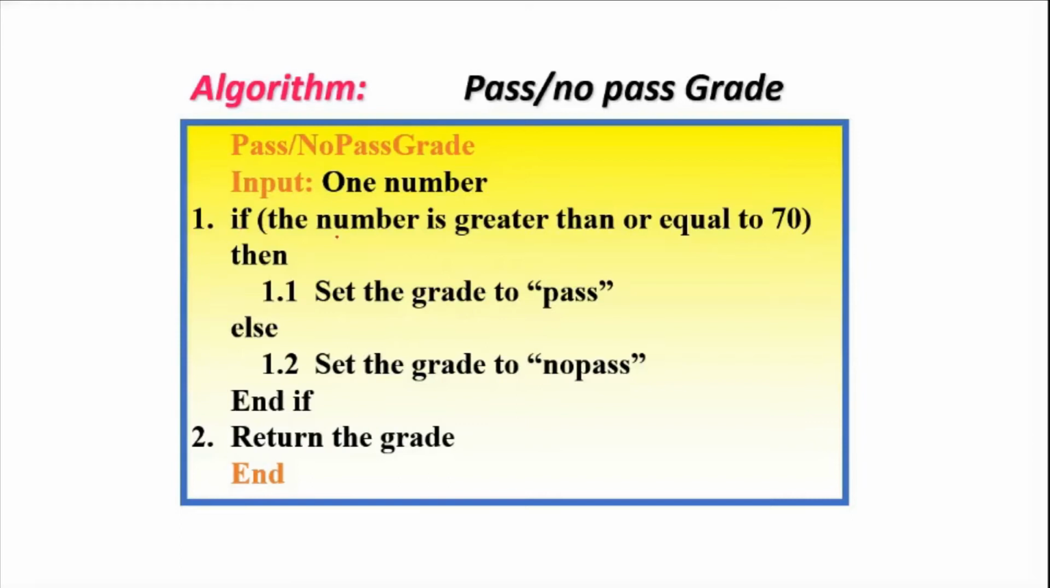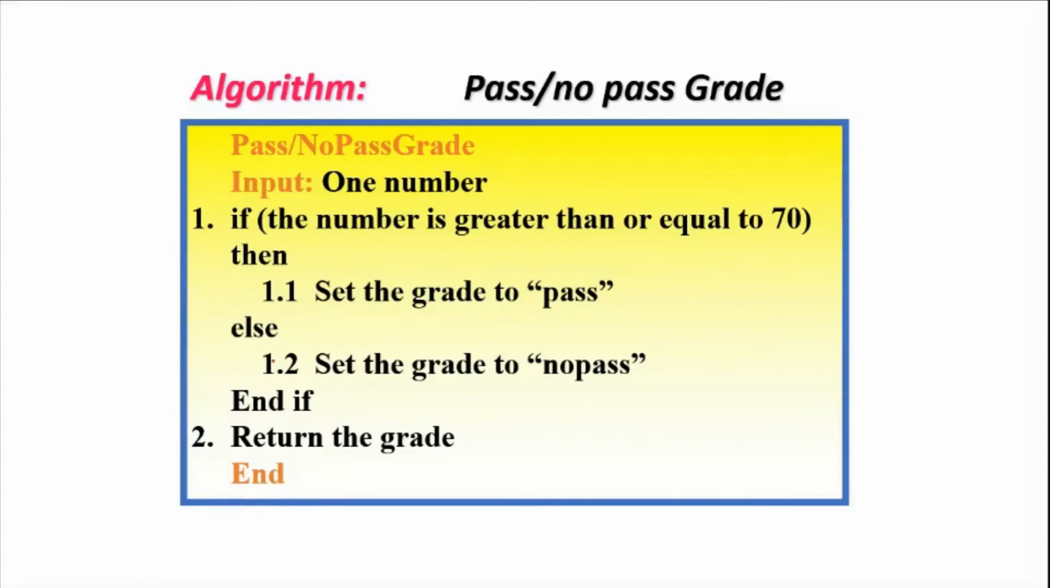And we check if the number is greater than or equal to 70. So the benchmark, I mean the threshold mark, is 70. That is, if the person scores 70 or more, then he gets a pass mark. So that is the condition. So if the number is greater than or equal to 70, then set the grade to pass.